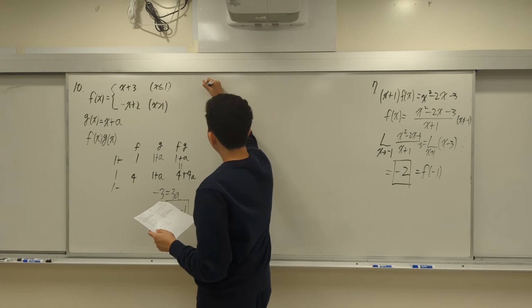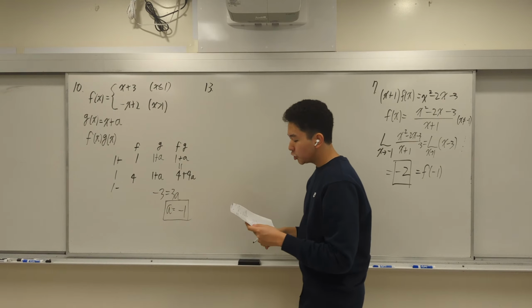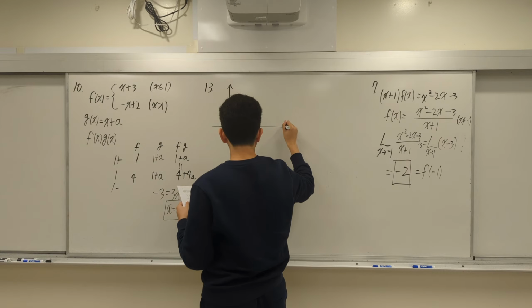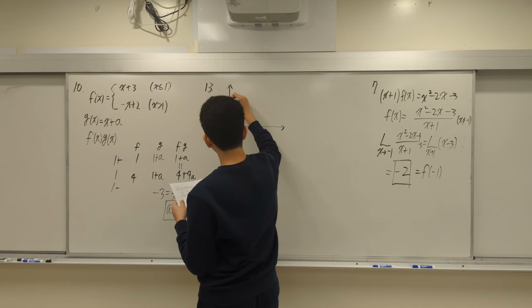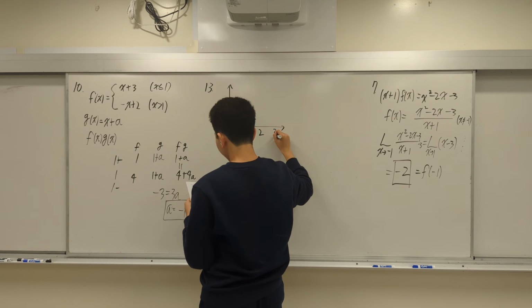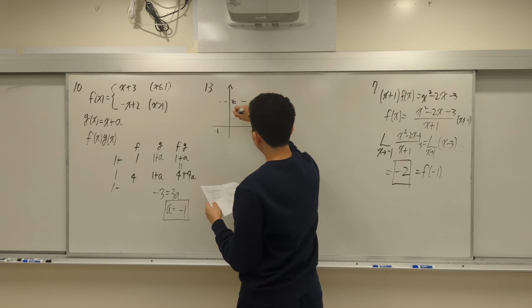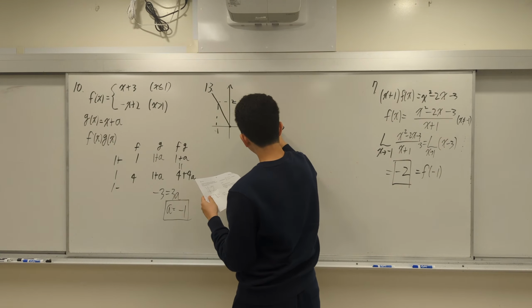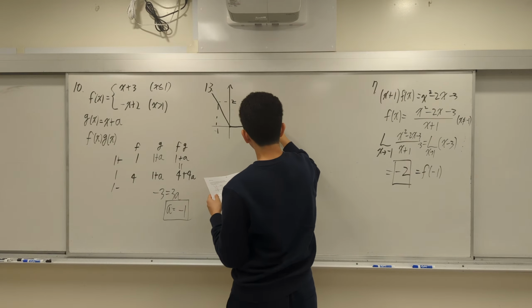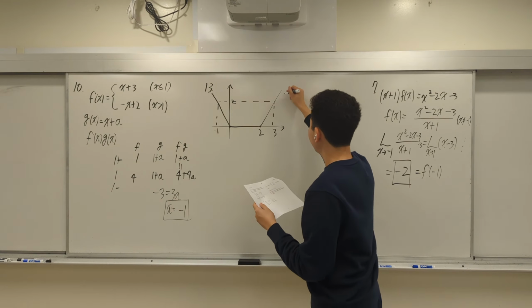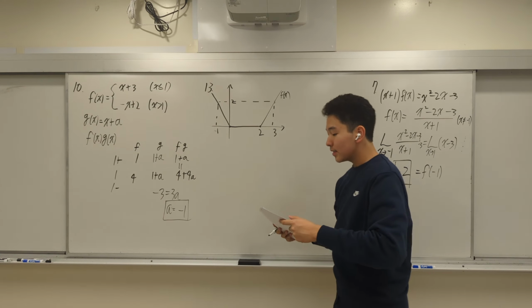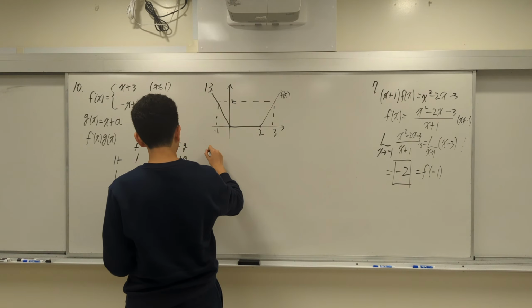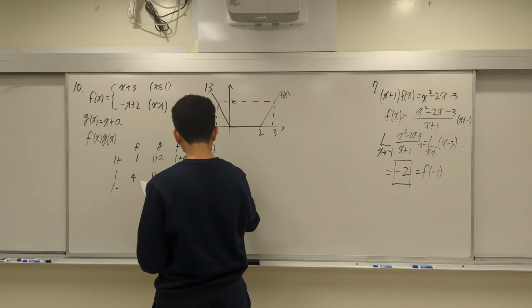Number 13, function f of x is shown below. So we have a function that looks like negative 1 comma 2, 2, 3, and 2. So we have a line going here, and a straight line at 0, and then a line going up like that. So that's f of x. Select all possible functions y equals g of x so that the function f of x times g of x is continuous on the set of all real numbers.